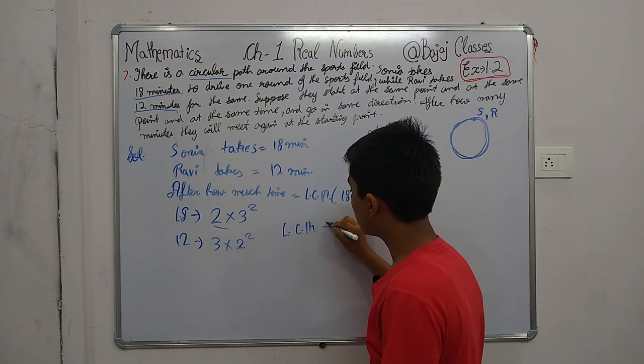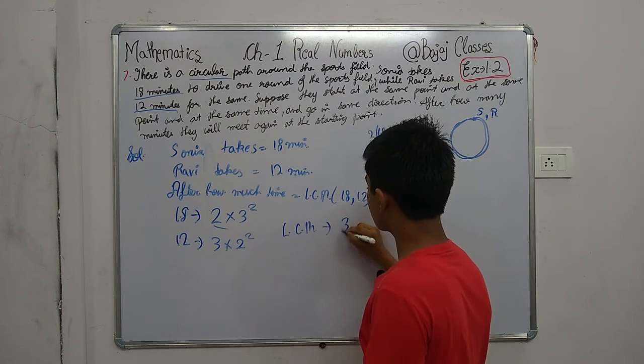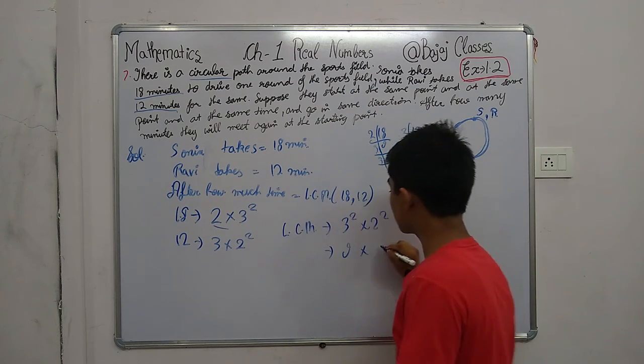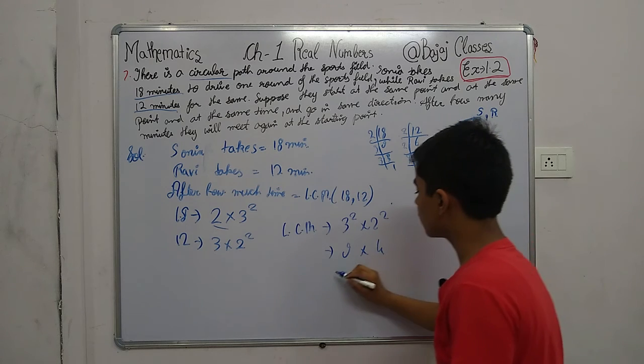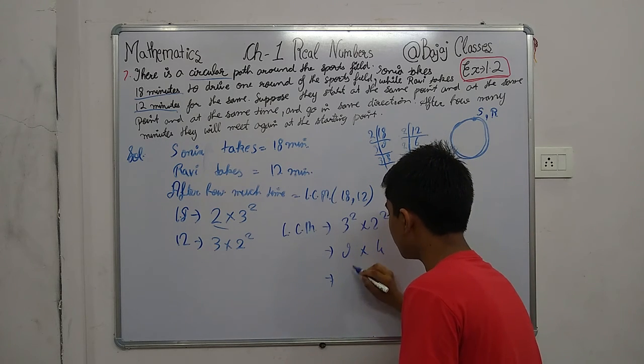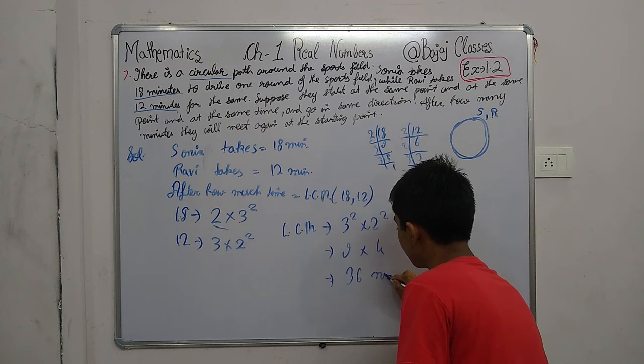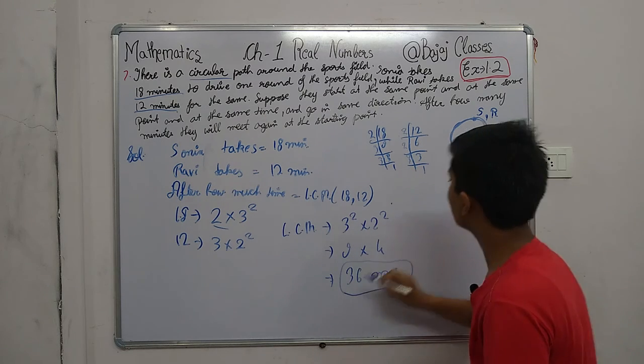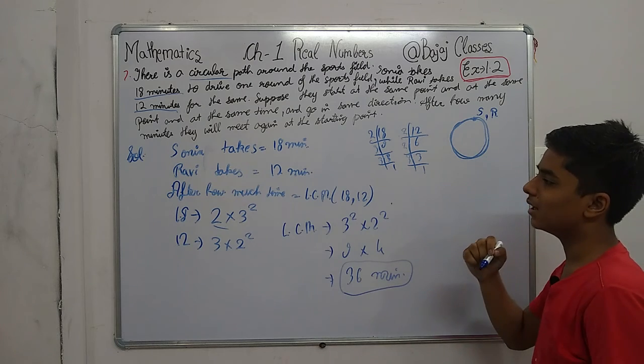What will be our LCM? The LCM will be 3 square into 2 square. What is 3 square? 9. What is 2 square? 4. So 9 into 4 will be 36. So 36 minutes. We also have to include the unit, minutes. So after 36 minutes they will meet again.